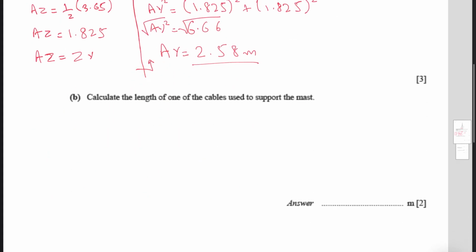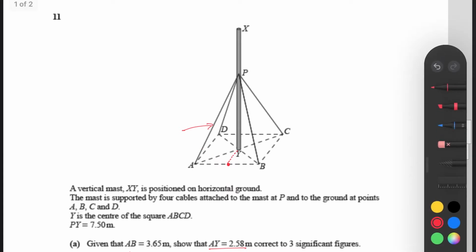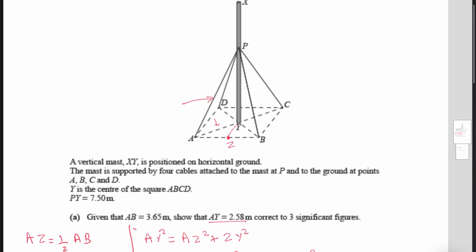The next part says, calculate the length of one of the cables used to support the mast. So let's say that we're trying to find the value of AP. First, let's remove all the other scribblings. But we do not remove Z over here because that may be used later in the question. So we do know the length of AY, which is 2.58, and we also know the length of PY, which is 7.5. And we need to find the length of AP. So again, we use the Pythagoras theorem.